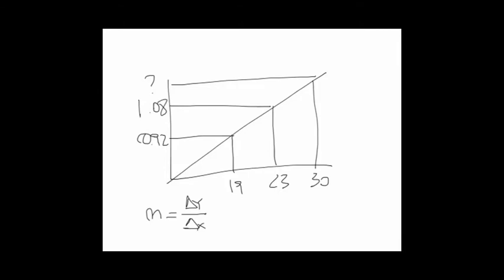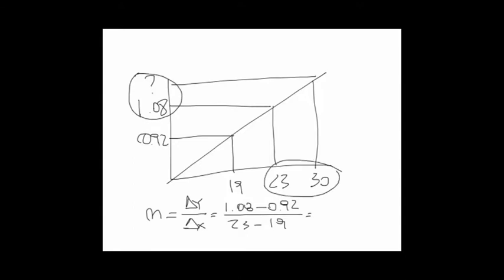1.08. So we can say delta y, which is 1.08 minus 0.92, over delta x, which is 23 minus 19, has to be equal to delta y over delta x, but now taking into consideration R23 and R30. So the delta y is going to be the cost that we don't know minus 1.08, over 30 minus 23.